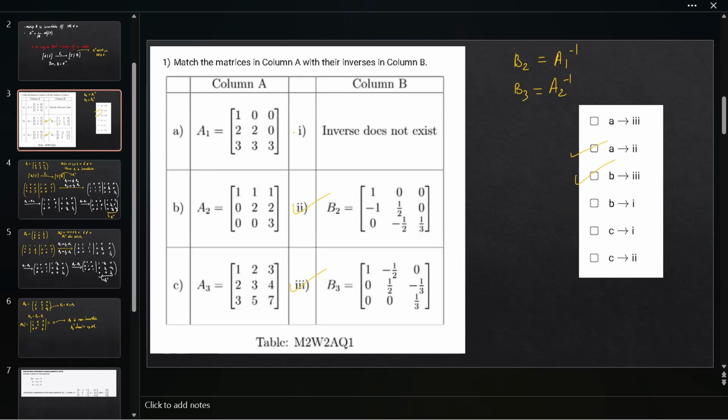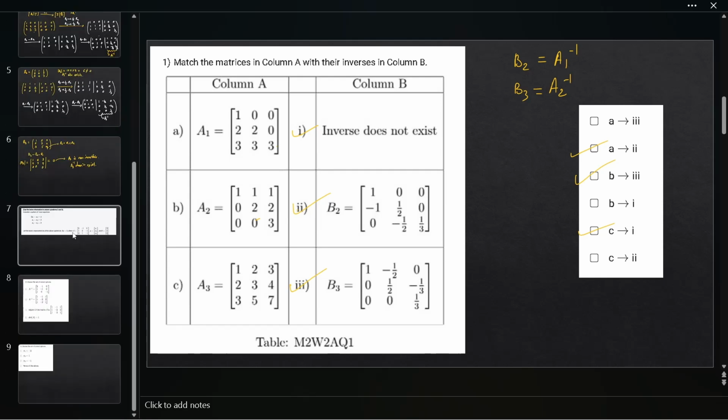So yes, option 1 matches with C. So this is all about question number 1. Now let's move on to question number 2.